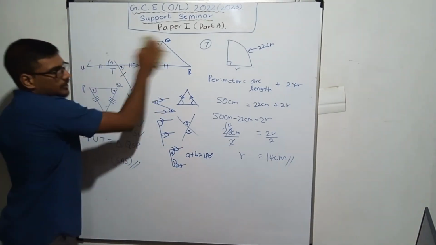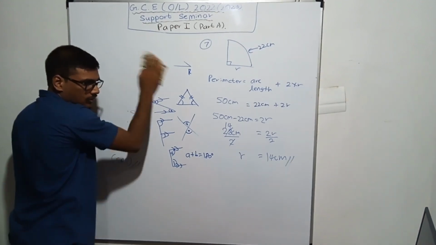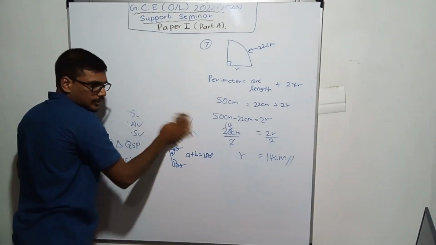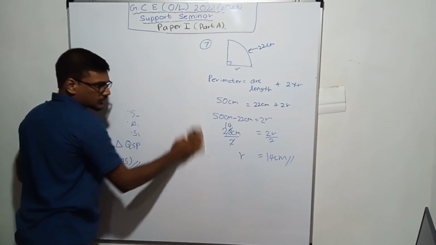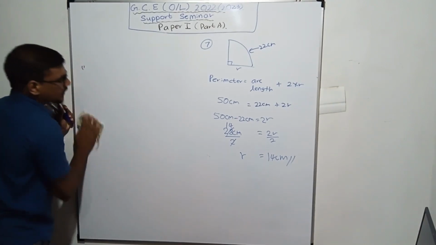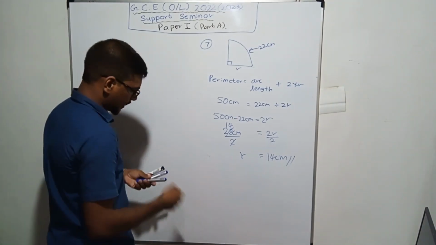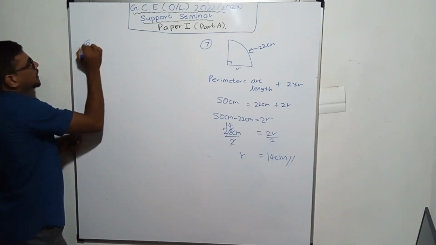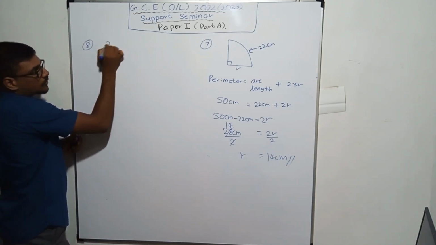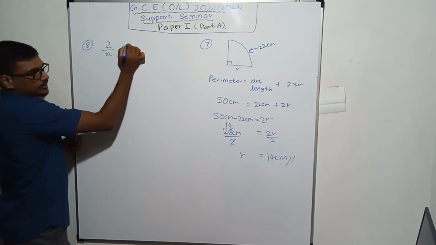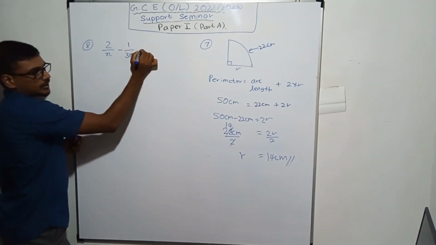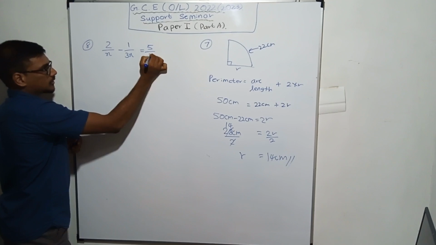Okay. Next question. Question number 8. Solve 2 over x minus 1 over 3x equals 5 over 3.